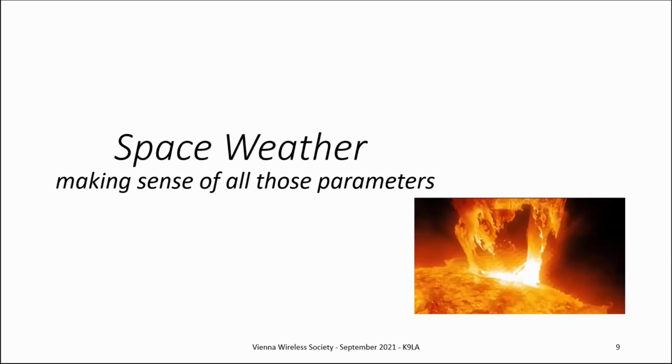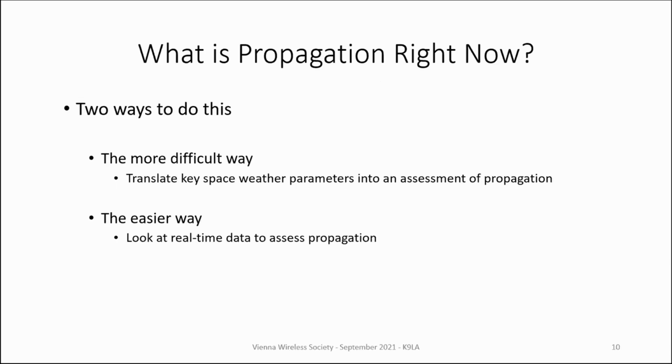Okay, space weather, making sense of all those parameters out there. There's quite a few. And what we're trying to answer is the question, what is propagation doing right now? There seem to be two ways to do this. You can take the more difficult way, which is translating key space weather parameters into an assessment of propagation. Or the easier way is to look at real-time data to assess propagation. And as time progresses, we're seeing more real-time data. So maybe the easier way is what you really want to do, but I think it's very helpful to understand the more difficult way. So let's get into it.